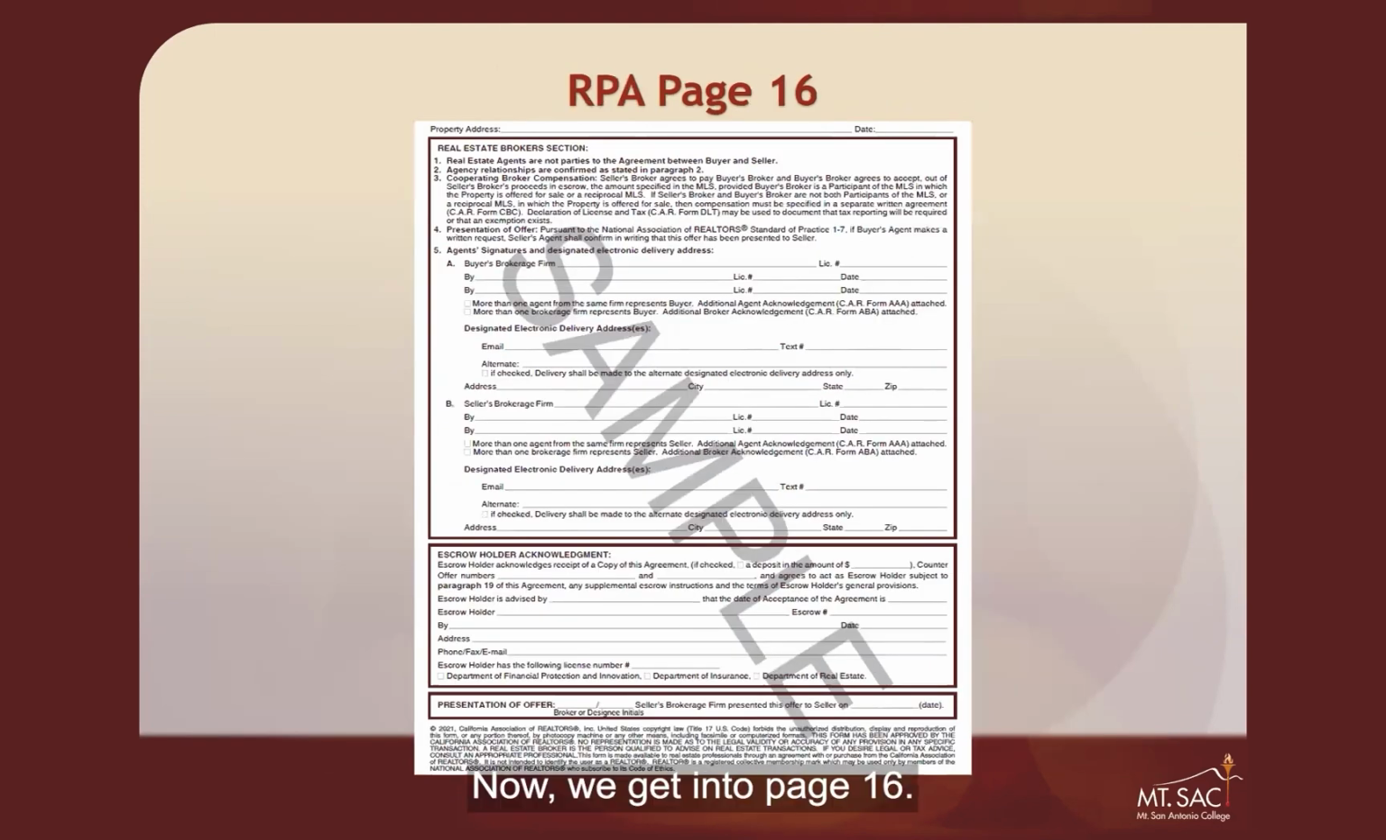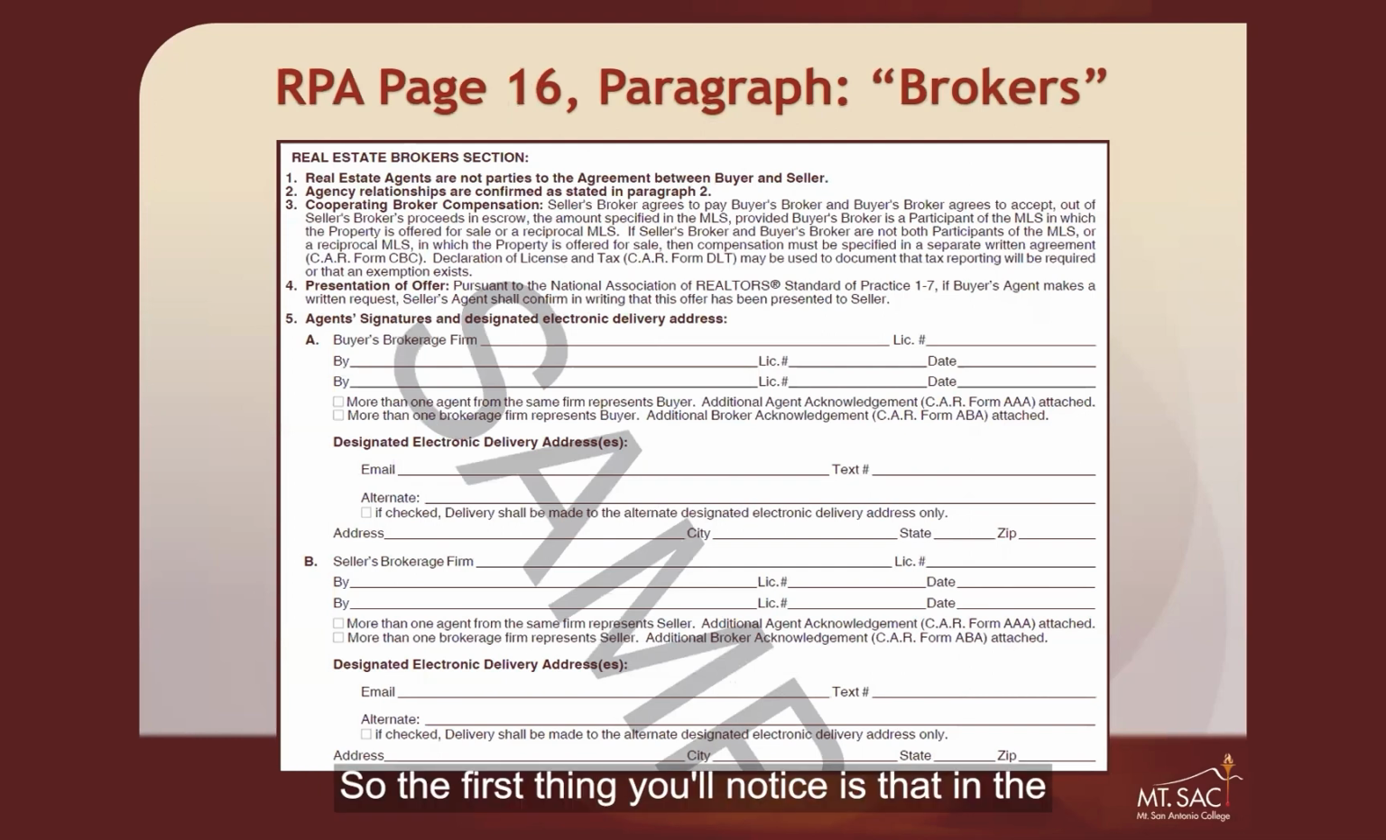Now we get into page 16. I want to get into this broker section a little bit. The first thing you'll notice is that in the middle here, we have the area for the agent's signature. A is for the buyer's brokerage firm. B is for the seller's brokerage firm, right? And then underneath that, first of all, we've got a place for 2 signatures if you've got 2 agents working on it. That's kind of nice, okay?